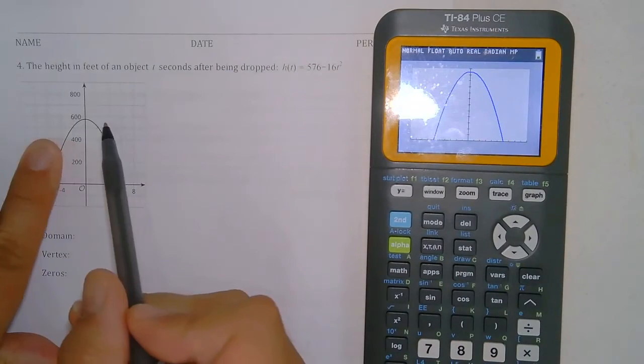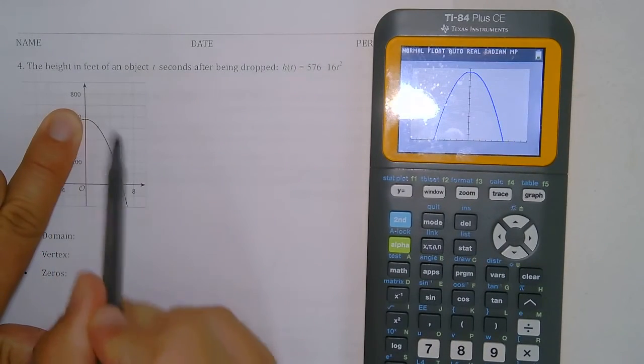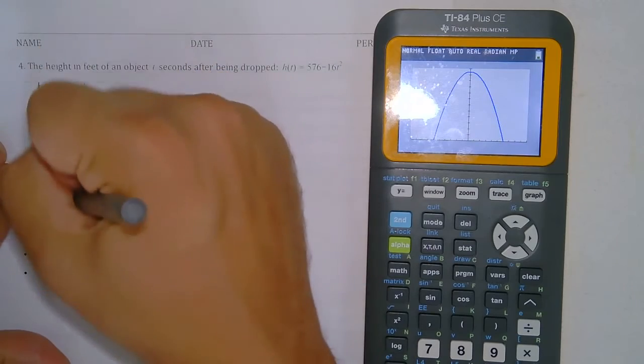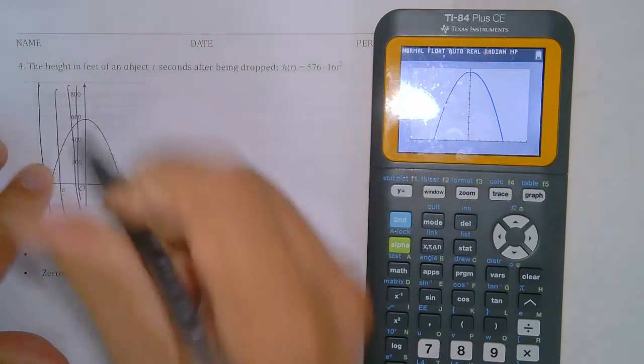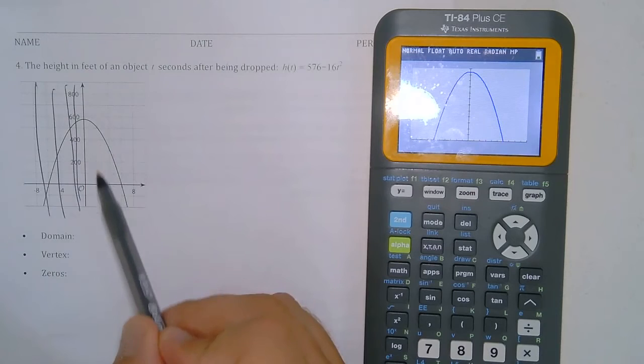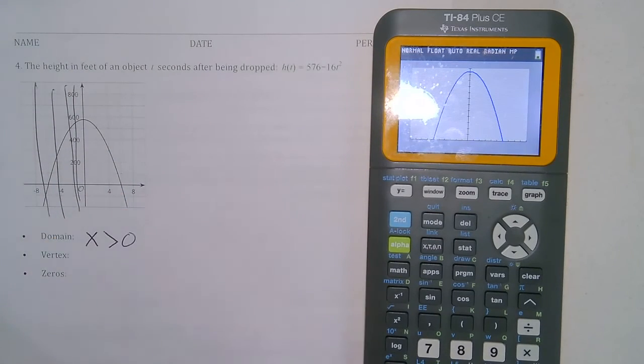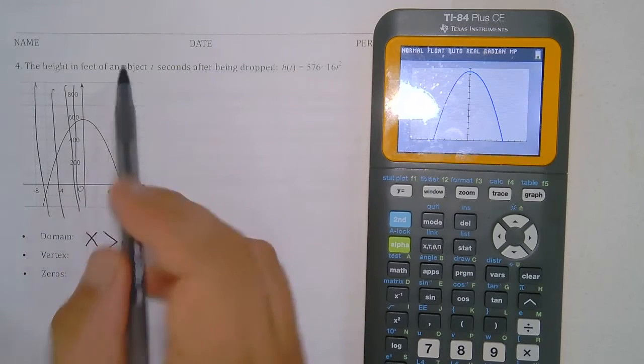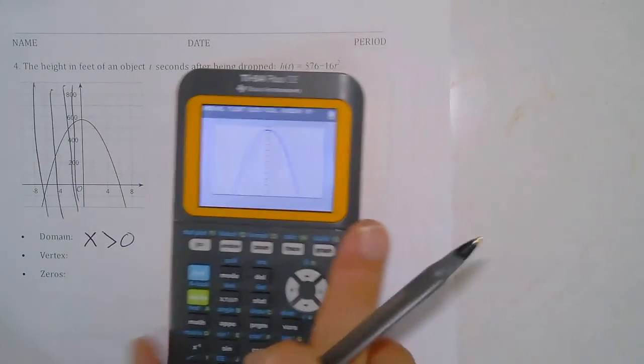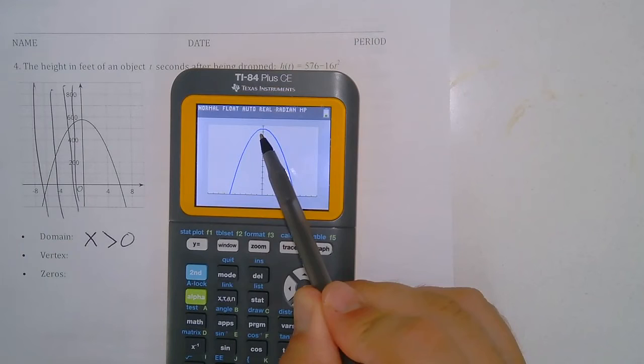Now, if we're dropping it, this is my max height that we're dropping it from. So this whole part of the domain doesn't make sense in our math model. So we would just say, in this math model, the x number is bigger than 0. Now, my vertex is this maximum point right here.